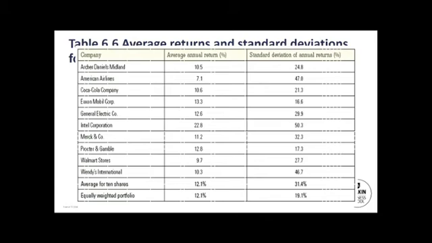Now, let's see why this relationship holds in this example. Look at the return. Can you please tell me which one has the highest return? Intel, right? 22.8% in the middle. Can you see that? Intel Corporation. Are you able to see it? Okay, which one has the highest risk?